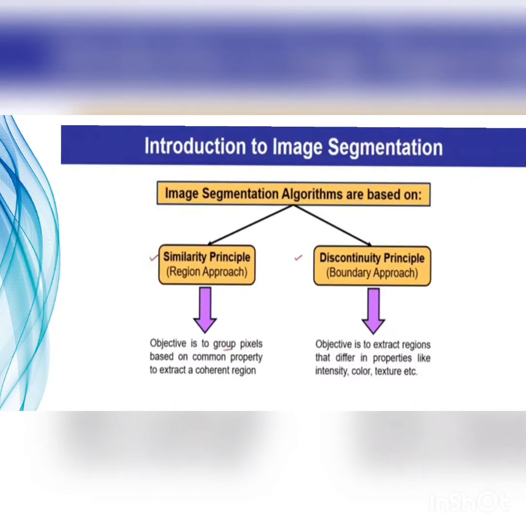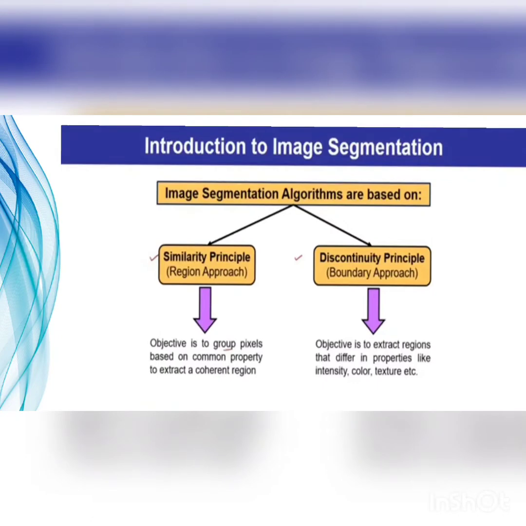And what is actually the similarity principle? In the similarity principle, the objective is to group pixels based on a common property to extract a coherent region. That is, we are segmenting or partitioning an image based on some similarities between the values in that image or between the objects in that image. If you have the same property between some images, you partition those images into a single group. So based on similarity we can segment.